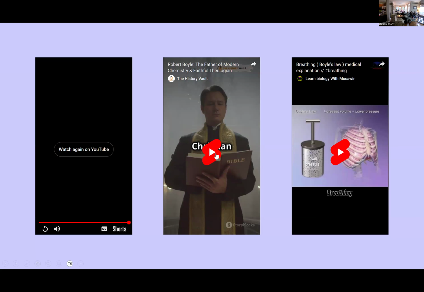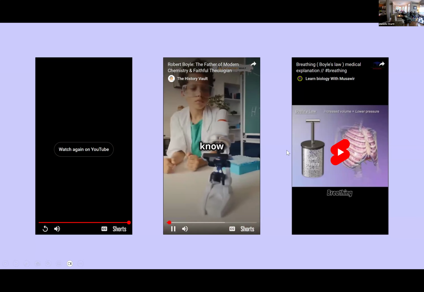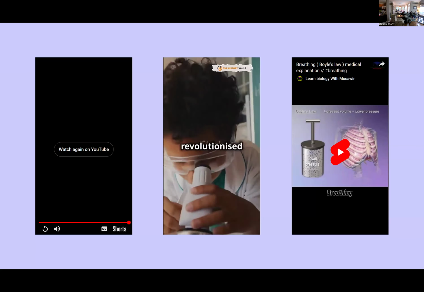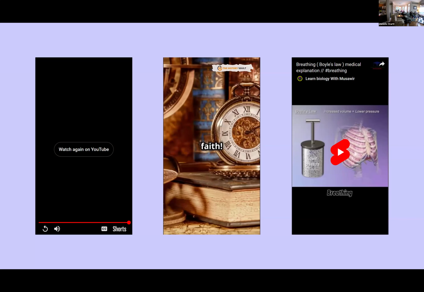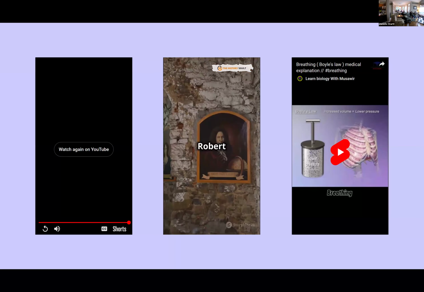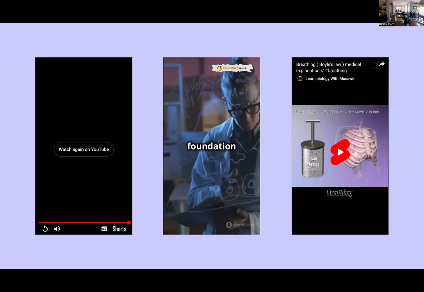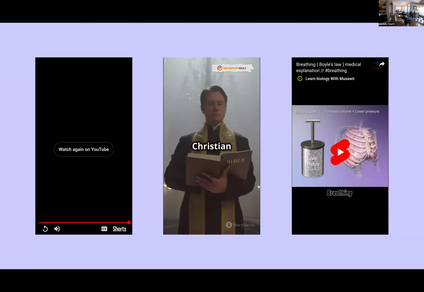But you should know this about him because it does explain his perspective. He revolutionized both science and faith. Born in 1627, Robert Boyle wasn't just any scientist. He's the bloke who gave us Boyle's Law, the foundation of modern chemistry. But here's the twist. Boyle was also a devout Christian apologist.